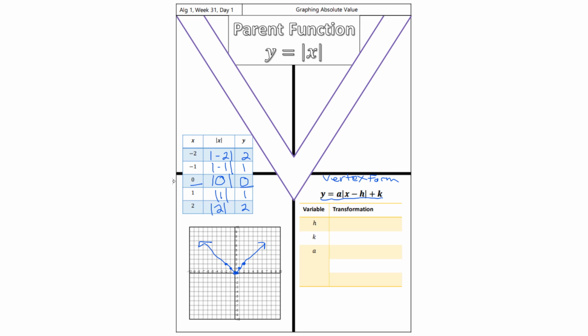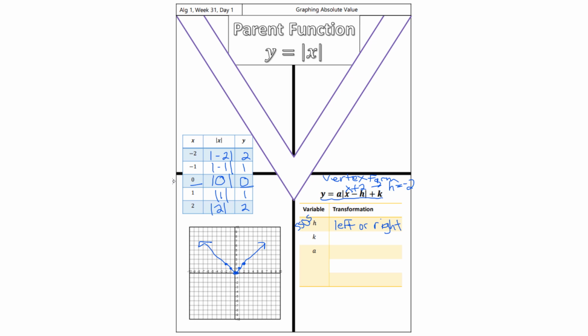So just like with parabolas, this h inside is going to tell us the shift left or right, and it's inside our absolute value, and since it's inside, it's part of the super secret opposite society. So remember, if we have x plus 2, h is actually going to be -2.